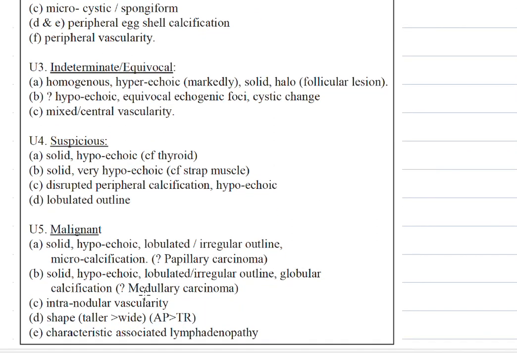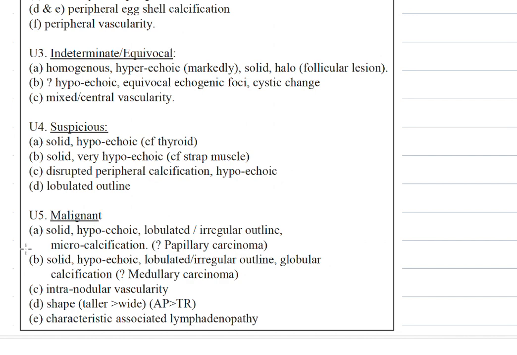And last one is U5. U5 is definitely malignant. It is usually solid, hypoechoic, lobulated, irregular outline, microcalcification, papillary carcinoma. With microcalcification we can say that it is papillary carcinoma, but definitely ultrasound is not confirmatory to confirm a type of cancer. So for confirmation we need to go ahead with the biopsy. Or it can be solid, hypoechoic, lobulated, irregular outline with globular calcification. If there is microcalcification, it is usually a feature of papillary carcinoma. If there is globular calcification, it is in medullary carcinoma.